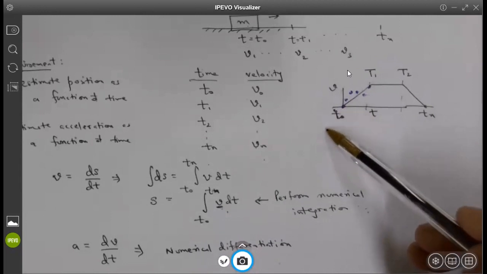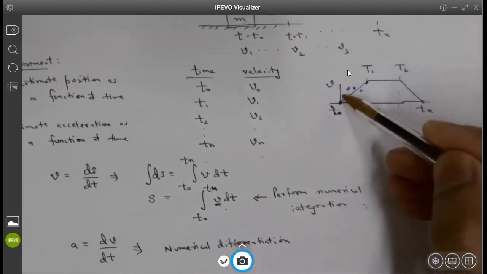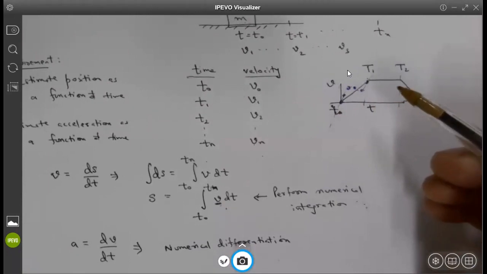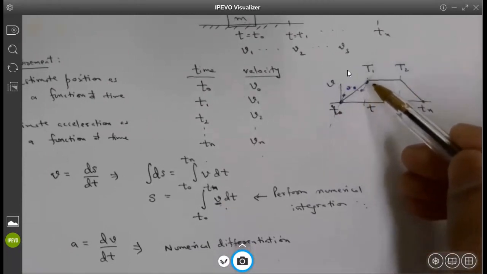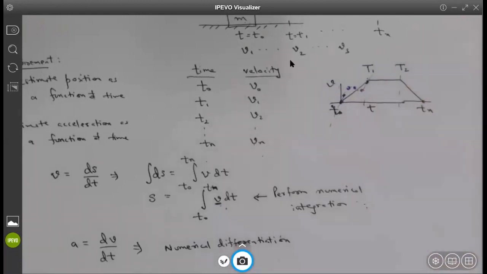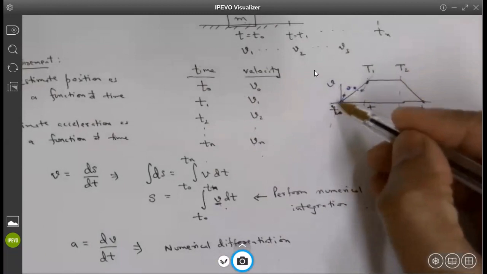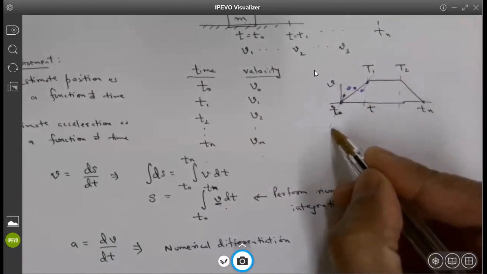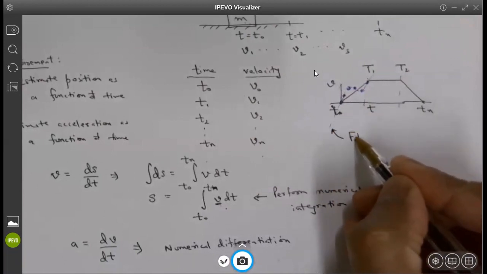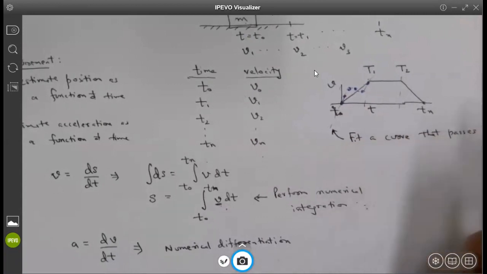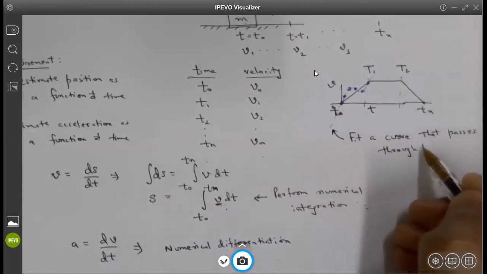And if you can fit a curve through this set of data points, there are 1, 2, 3, 4, 5, 6 data points. What is the maximum degree of polynomial that fits through all these data points? 5. Fifth degree polynomial. So you can fit a fifth degree polynomial through this bunch of data points. And then you basically fit a curve that passes through these data points.